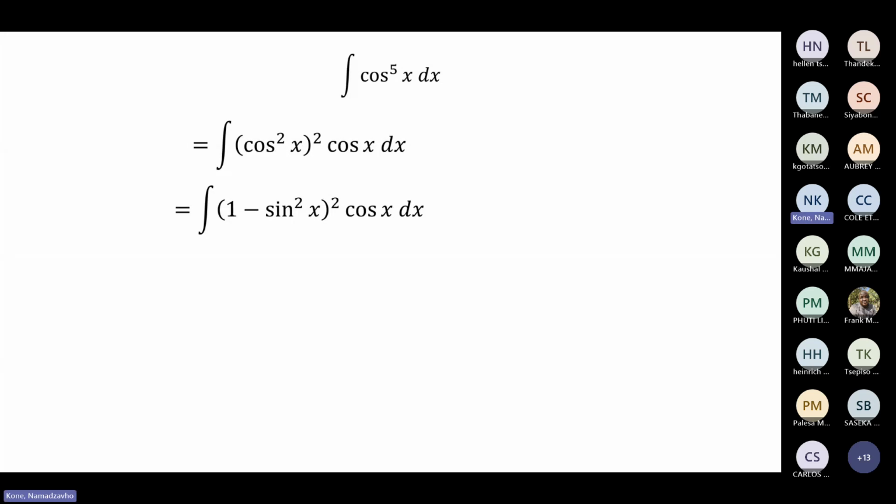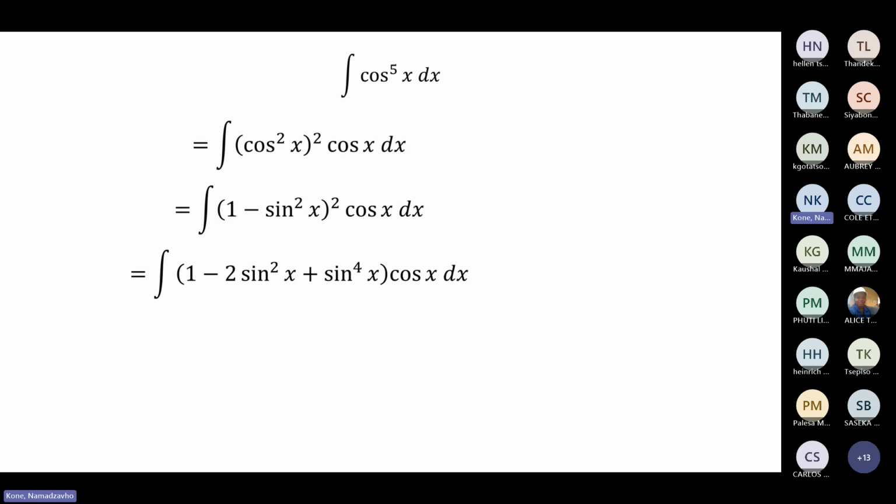And then from here, it's just a matter of now taking the 1 minus sine squared and you square it. Please do not get into a trap when you see something like this and you think that this is 1 squared minus sine to the power of 4x. It is not. You still need to multiply it like you do multiply binomials. And when you do that, you will eventually get 1 minus 2 sine squared x plus sine to the power of 4x.